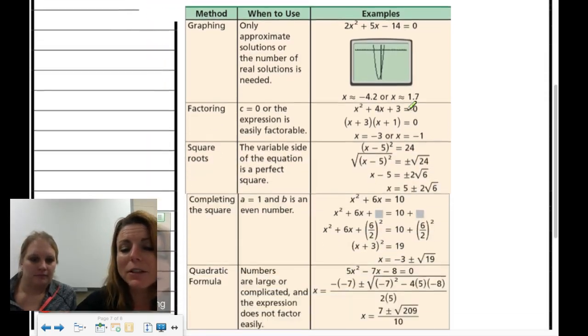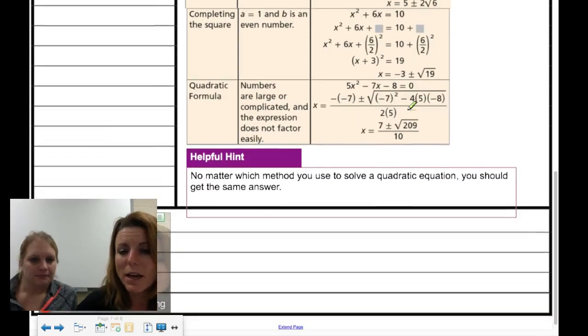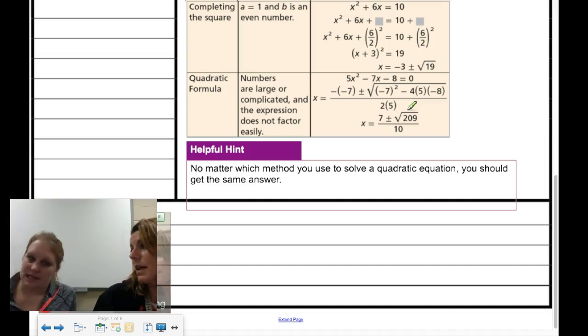And this, I'm going to let the students go through on their own. All it's listing for them is the different methods used to solve quadratic functions. And notice what it says. No matter which method you use to solve a quadratic equation, you should always get the same answer.